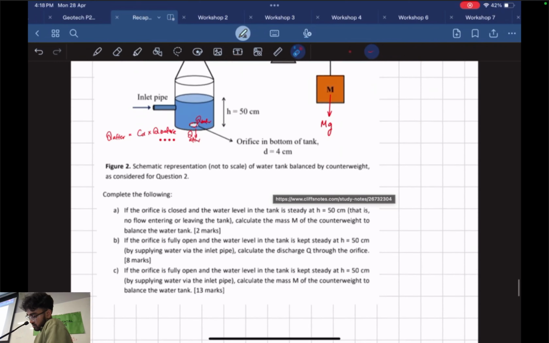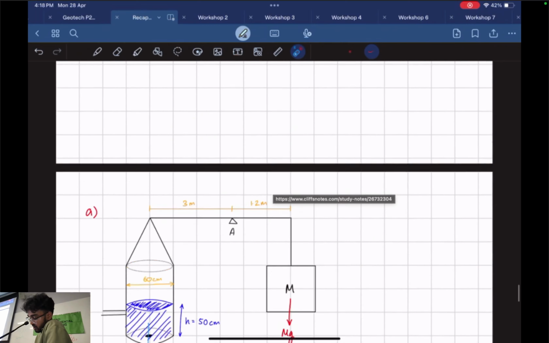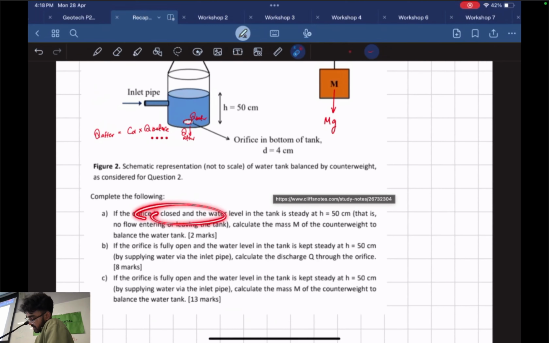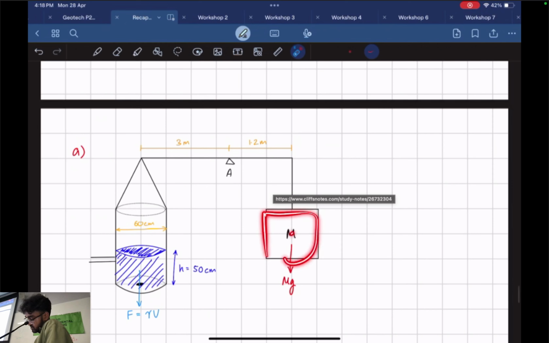Okay. So looking at part A, I've drawn a diagram like this. So that's how you read through the question. Orifice is closed and it stays steady at 50 centimeters. So there's no flow entering or leaving the tank. Calculate the mass to counterweight the balance of the water tank. Right? So pretty much we're saying that the weight force of the block and the weight force due to that amount of fluid is going to be equal. Alright? Give me a sec.